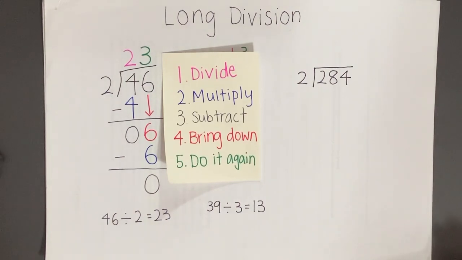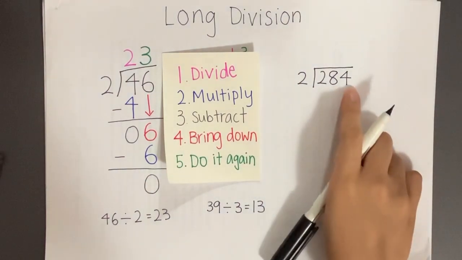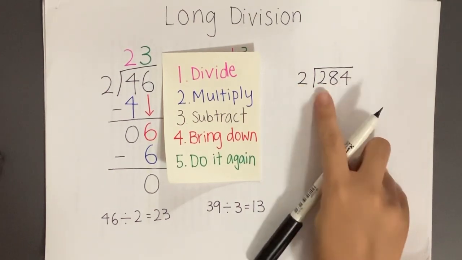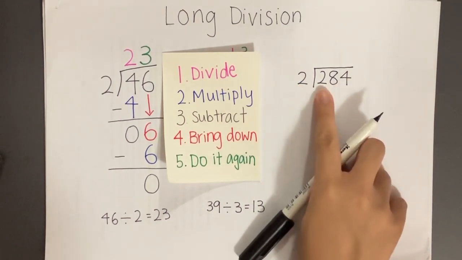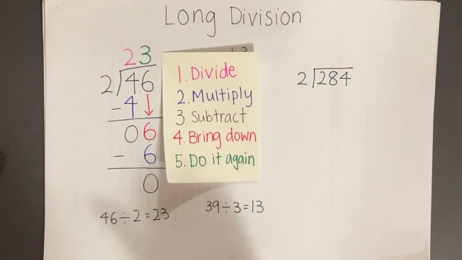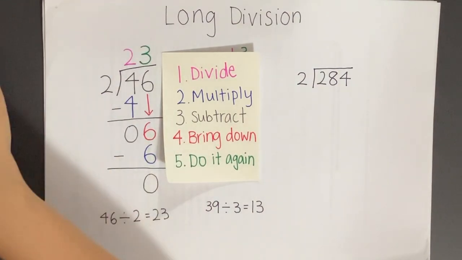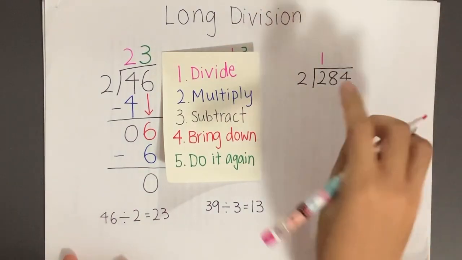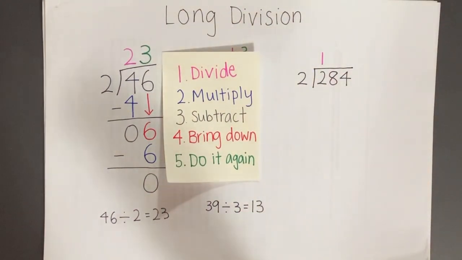So, how do I take 284 divided by 2? I always start with the number that's the closest, so it is my hundreds column. My 200s, first step I need to divide by 2. So that will give me 1. So I put a 1 in my hundreds column.